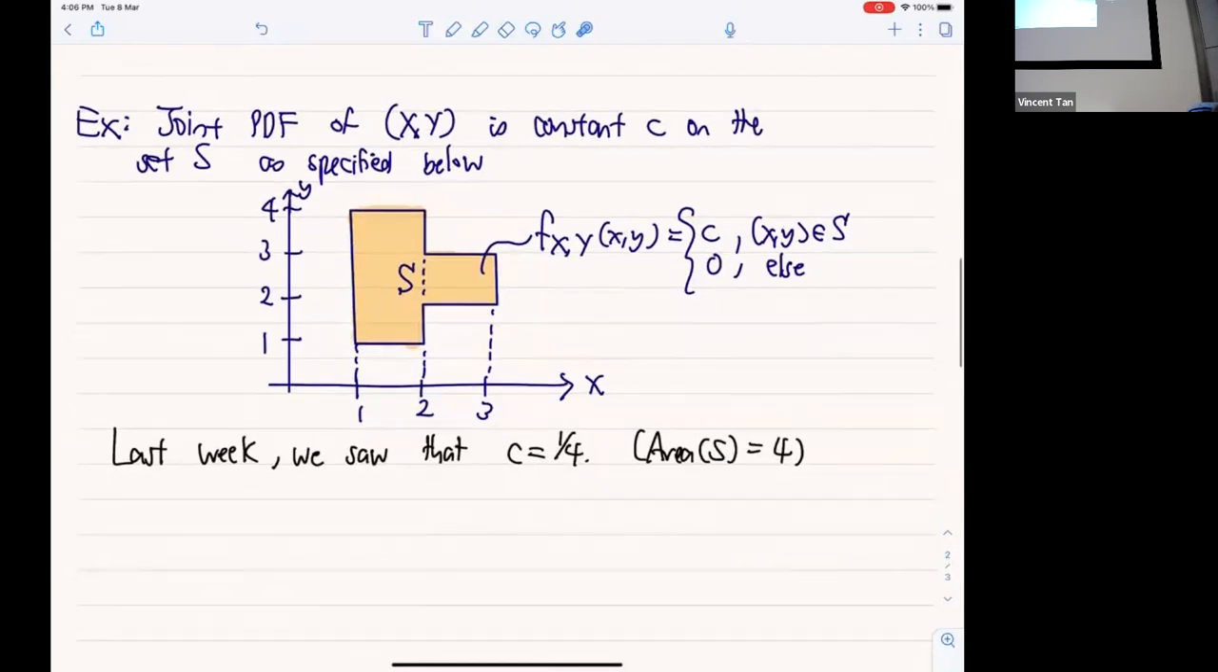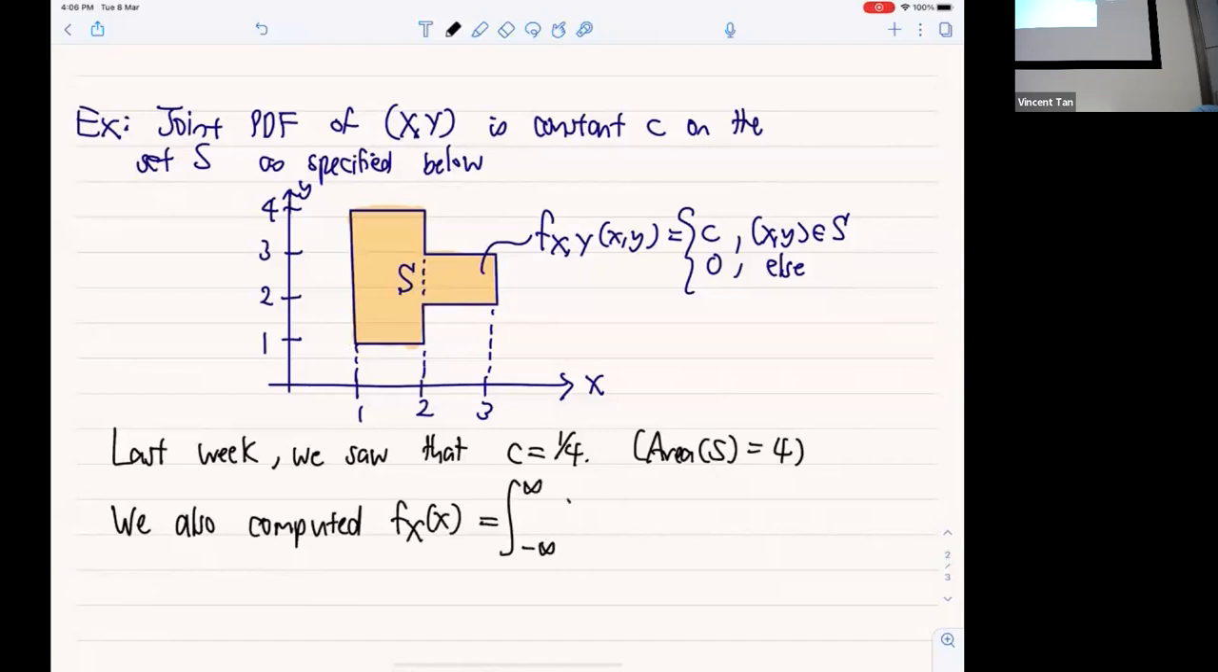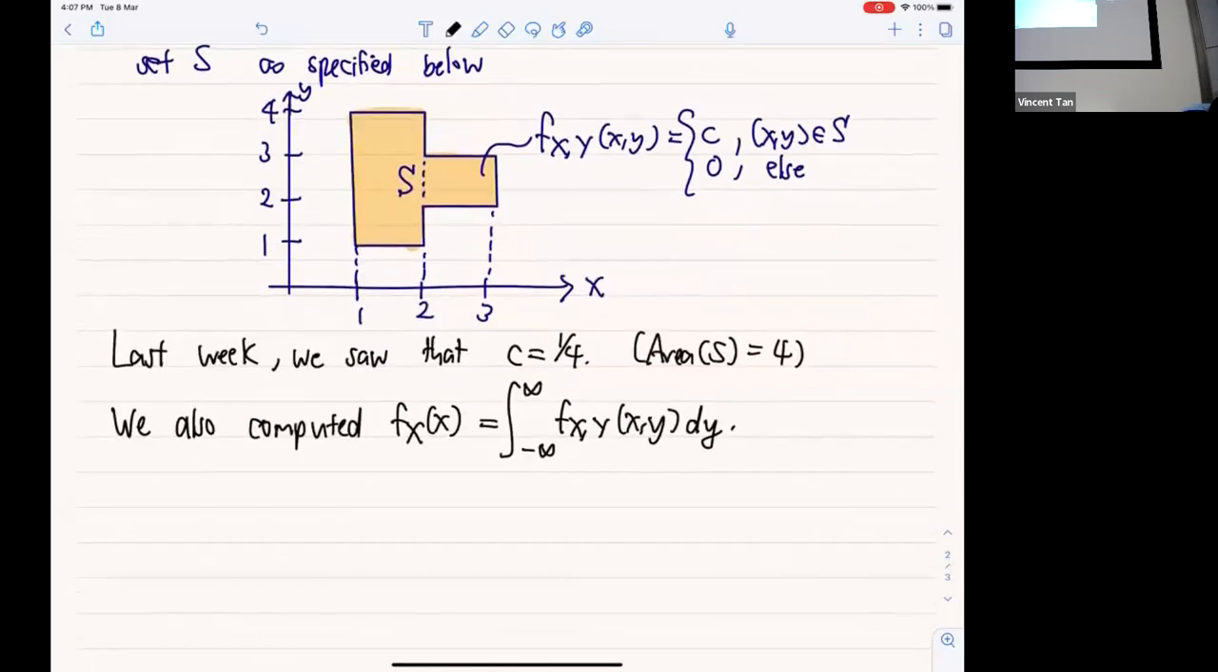This is from last week. Last week, we also computed the marginal on X, FX(x), by looking at this particular formula, integrating out Y. We basically integrate out what we don't want to get what we want. That is a simple formula, and last week we applied this. Now I want to go through the mechanics of trying to find the marginal on Y, FY, that is the PDF of Y, from the picture. That is what we will do from now, and we will spend 5 minutes to do this slowly.